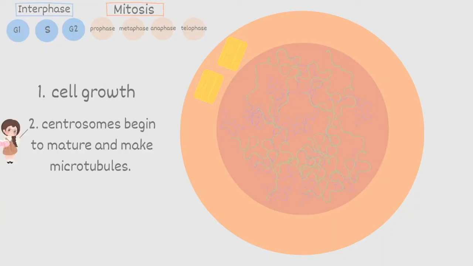Secondly, the centrosomes begin to mature and they make microtubules. Also, the centrioles begin to elongate. And by the way, the centrioles are referring to each of the long tubes that make up the centrosome. So essentially, a centrosome is made of centrioles.